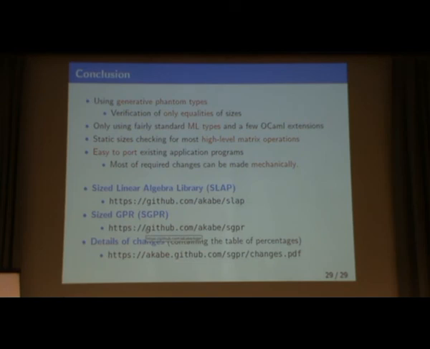Okay, so to conclude, we did the static type checking and simple static size checking with a little dynamic checks, which we think is practical by using generative phantom types, which are essentially existential types. And the porting was easy. And everything is published on the web. Okay, thank you very much.